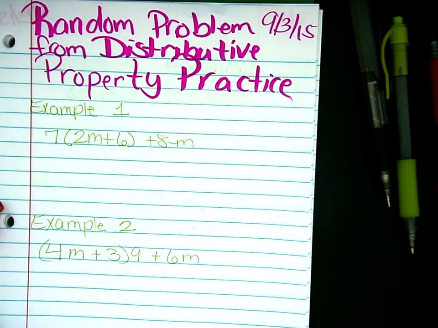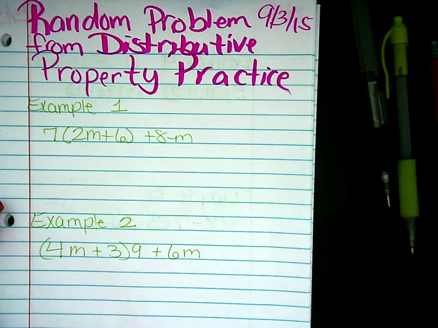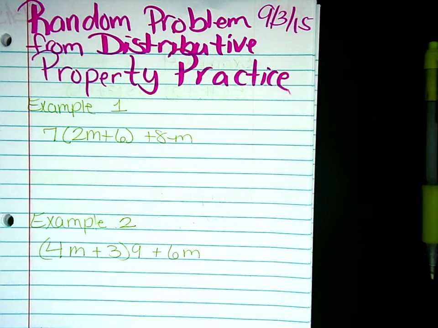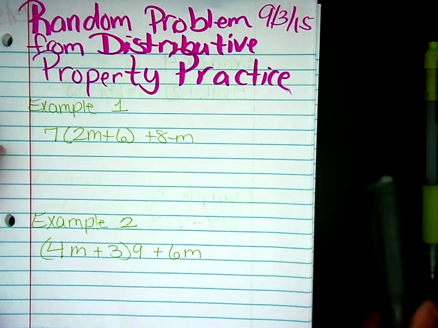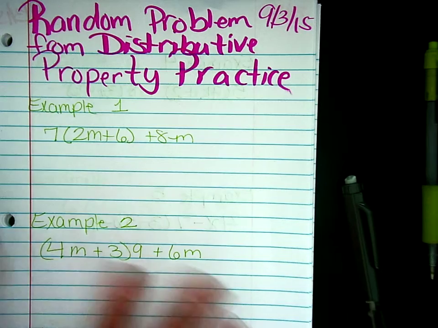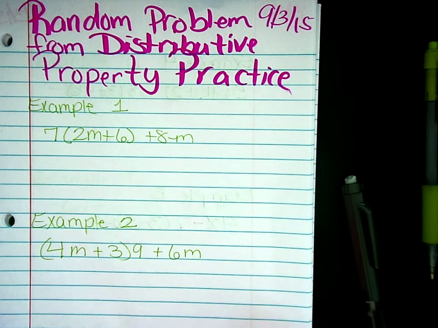Some practice problems that I want to go over for my students. I took random problems from their assignment so that they can have some reference. Okay, so here we go. Let's get started. The objective is distributive property. Still, the objective is distributive property.